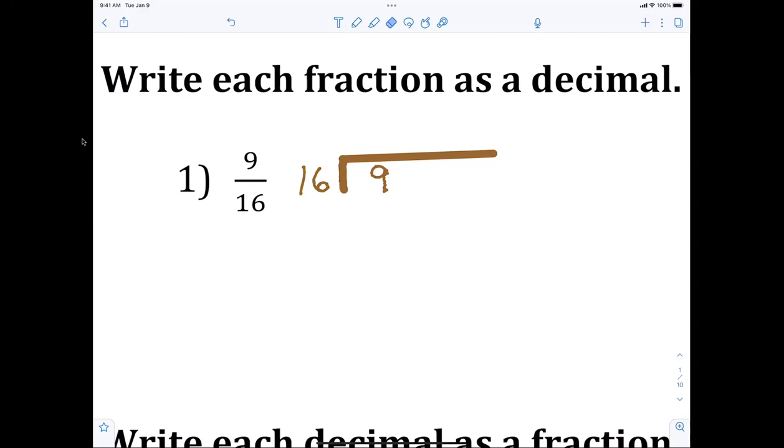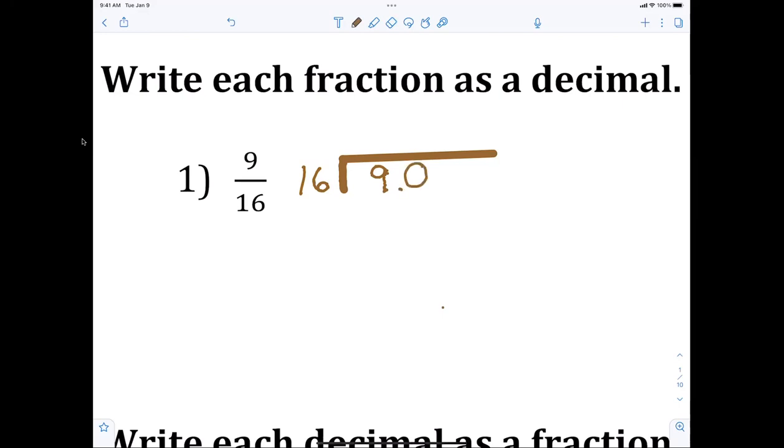Now, this is just annoying. It's just a division problem. It's not a repeated decimal, so we just have to be patient. All right, so let's put down our decimal.